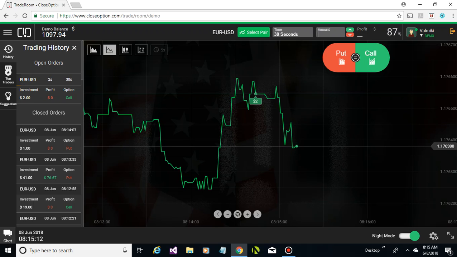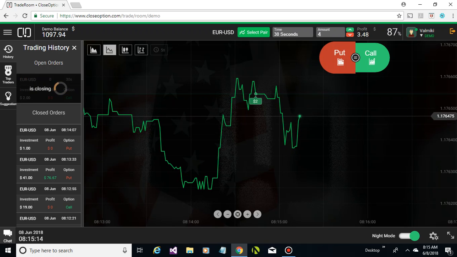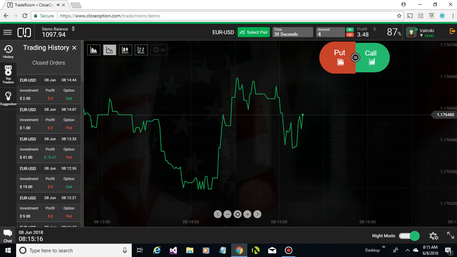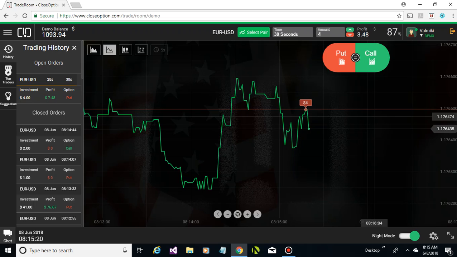In this case, it looks like it's going to be a loss, so let's go ahead and place our next trade of $4 on a put option. Let's hope that this wins. We got a perfect execution because as soon as we executed it, it went down. So we executed at the peak. If we were maybe a second late, then we probably would not have got a good execution. So it's about timing and luck as well.